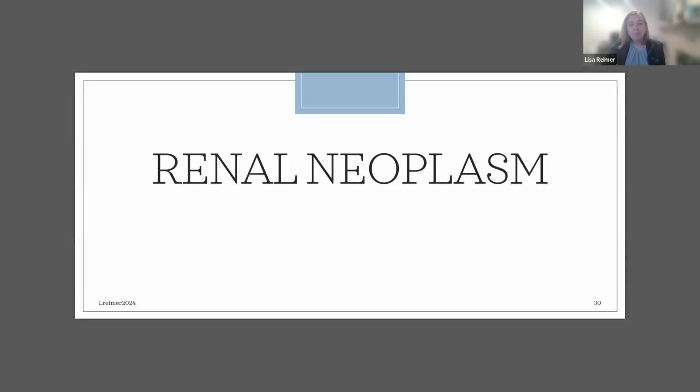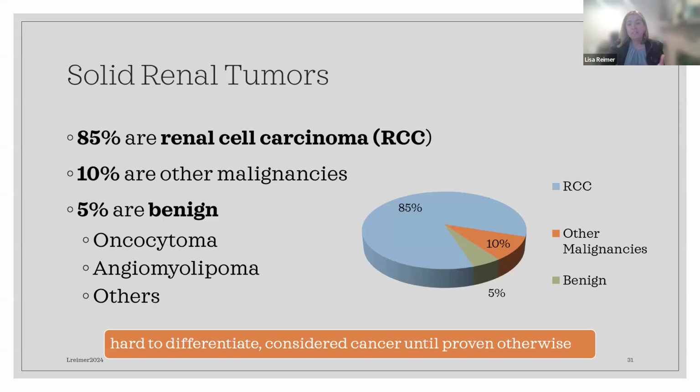Neoplasm of the kidneys. So this is important too. You might be asked to take a look at the kidney and you see a structural change, so a new growth. Sadly, if you see a growth that isn't a simple cyst, and it has some solid components, 85% of those are going to be cancer. So we assume it's cancer until proven otherwise. Renal cell carcinoma, or RCC, is the most common neoplasm of the kidney, unfortunately.